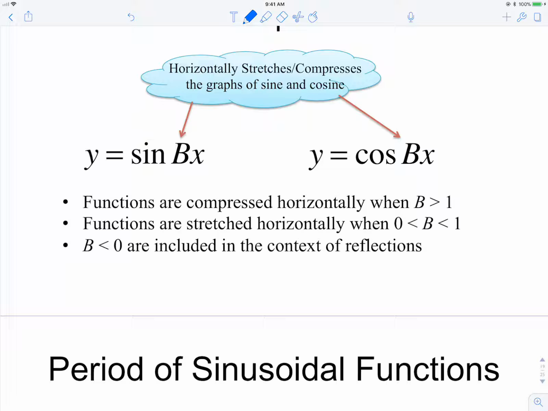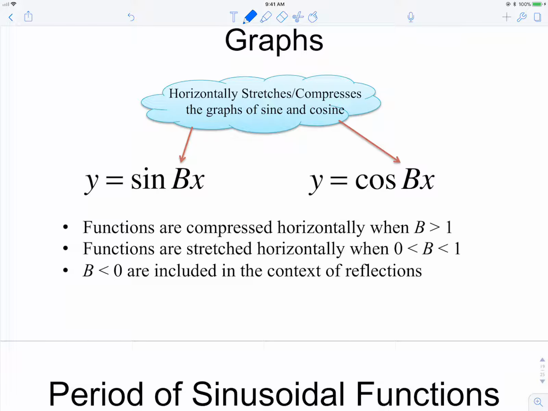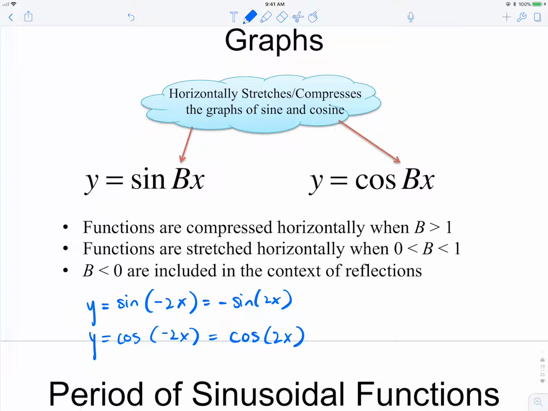And remember, from talking about sine and cosine being odd and even functions, if we had something like y equals sine of negative 2x, because sine is an odd function, we could rewrite that as negative sine of 2x, because the vertical reflection will look the same as the horizontal reflection. Or if we had y equals cosine of negative 2x, because cosine is even, this can just be rewritten as cosine of 2x, because that horizontal reflection isn't going to make the graph any different.